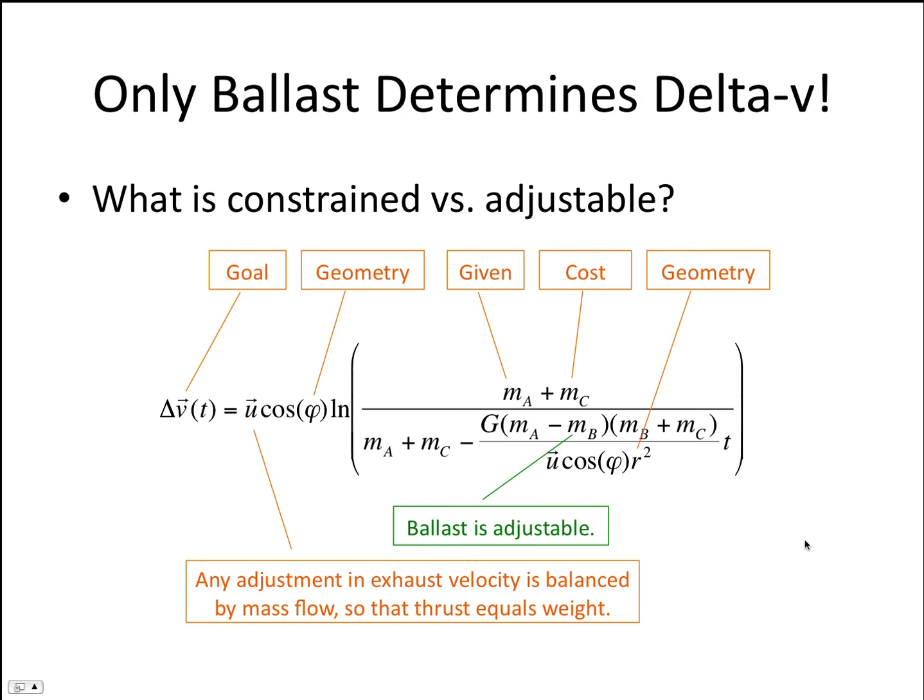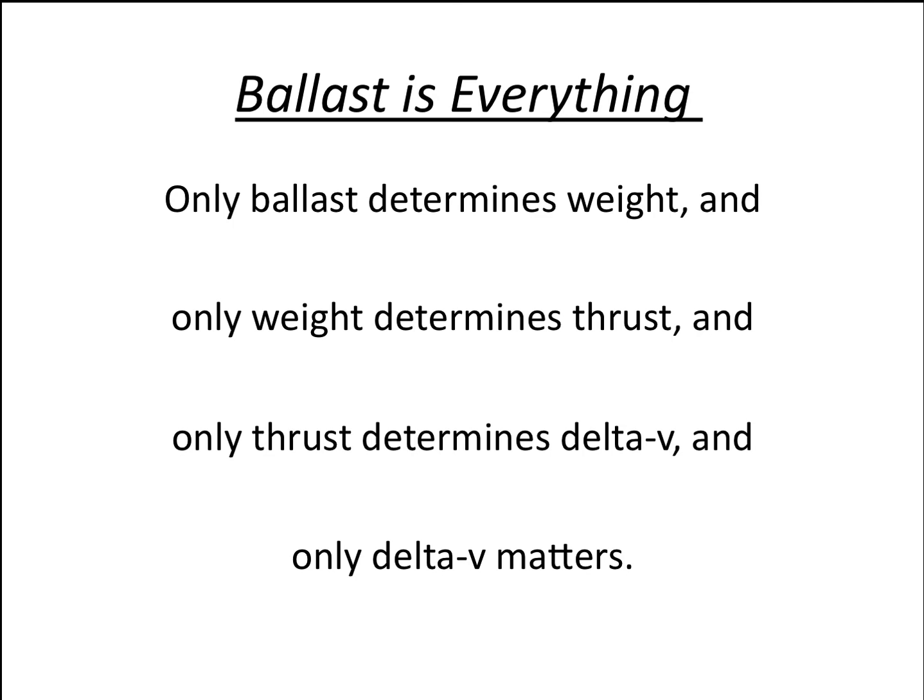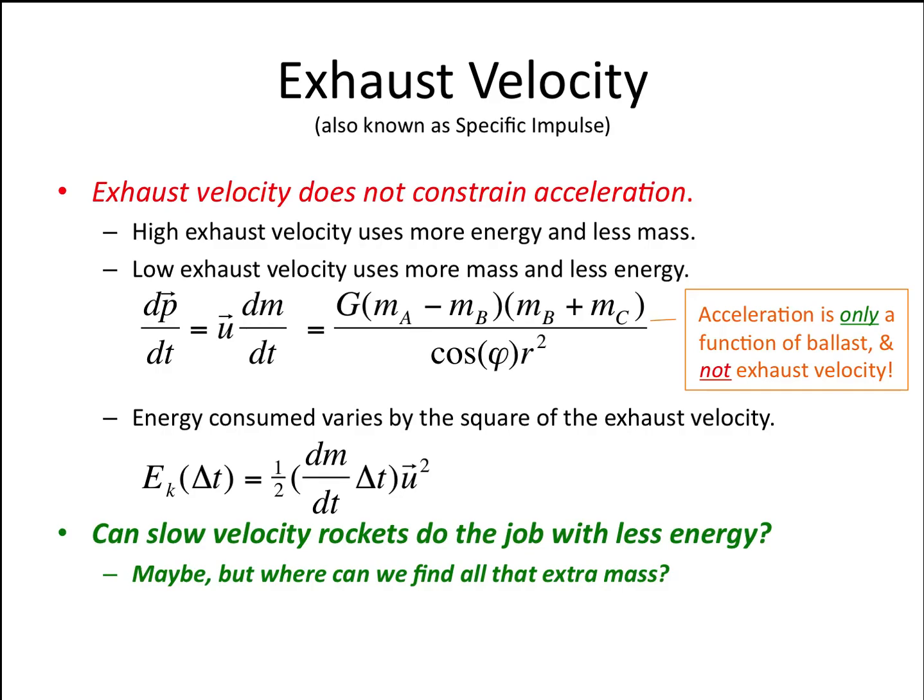The only thing that the engineers get to really decide on is the ballast. It turns out that, and this is the big story, ballast is everything when it comes to using a gravity tug to move an asteroid. Here's why. Ballast is the only thing that determines the weight of the craft, and the weight is the only thing that determines the thrust of the craft, and the thrust of the craft is the only thing that determines the delta V that we're going to be giving to the asteroid, and delta V is the only thing that matters when it comes to saving the Earth. So it turns out that ballast is the key to controlling the ability of a gravity tug to move an asteroid. And that's big news.